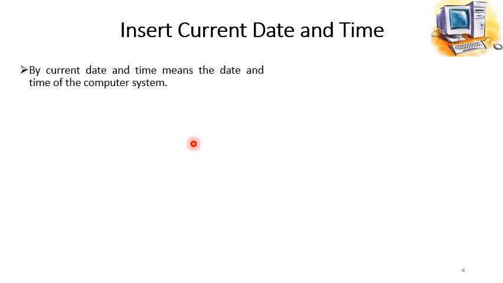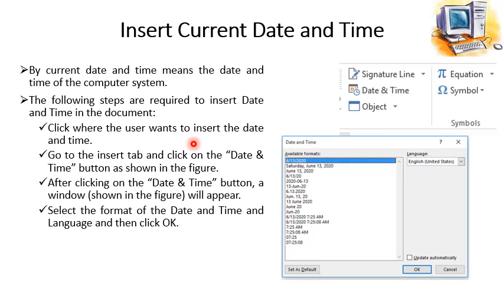So if your computer's date and time is wrong, it means that you are inserting a wrong date and time in your document, because MS Word accesses the date and time of the system and inserts it into your document. The following steps are required to insert date and time in the document.